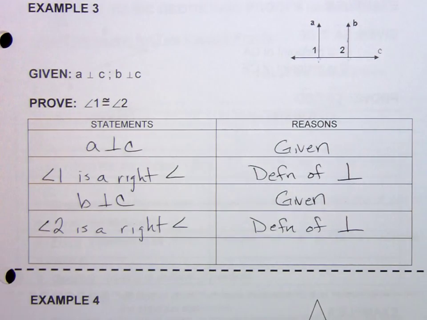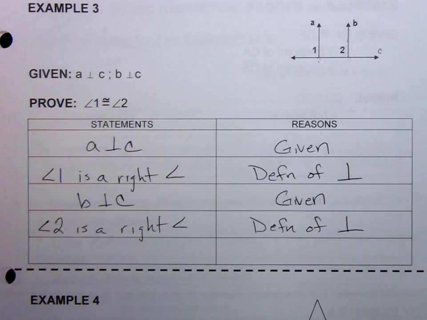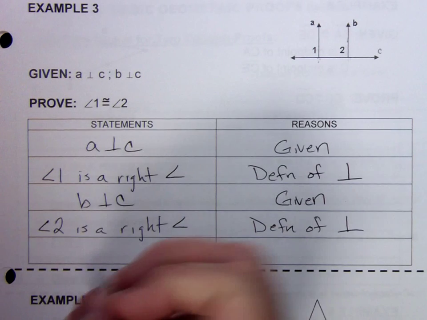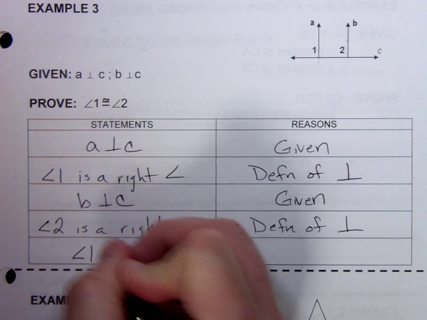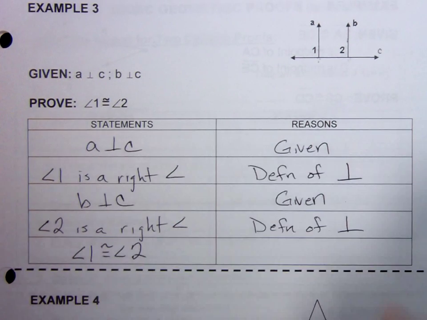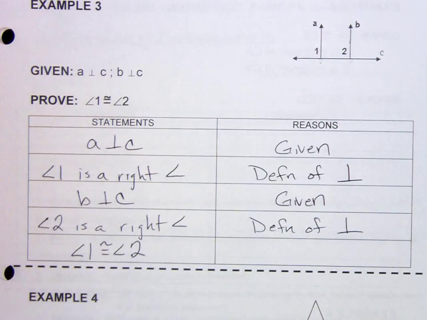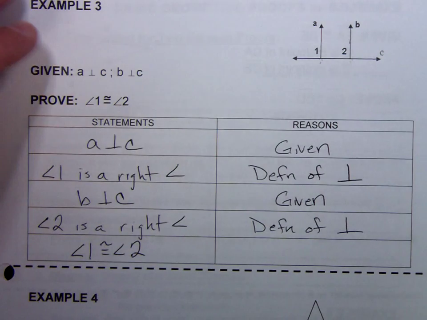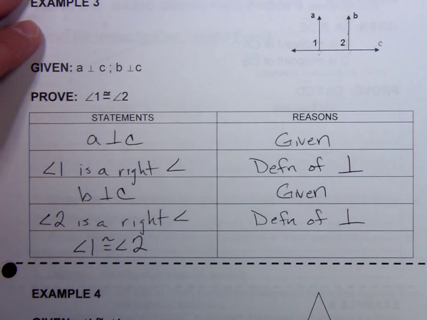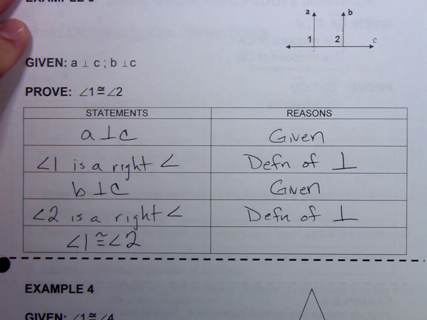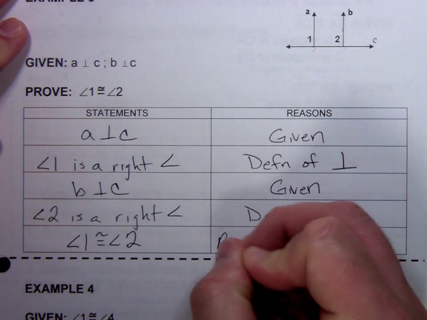Now my goal is to prove that angle 1 and angle 2 are congruent. If I know angle 1 is a right angle, and I know angle 2 is a right angle, they must have the same measure, equal measures, right? So angle 1 is congruent to angle 2. Now the tricky thing here would be, what do I write for a reason? If you just said all right angles are congruent to each other, that would work. If you happen to remember the name for the theorem, this is the name.